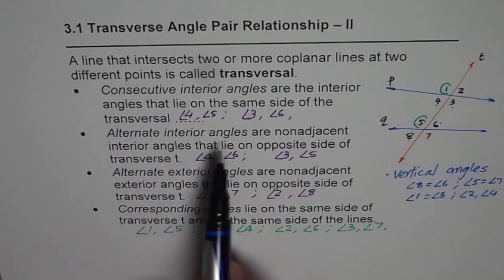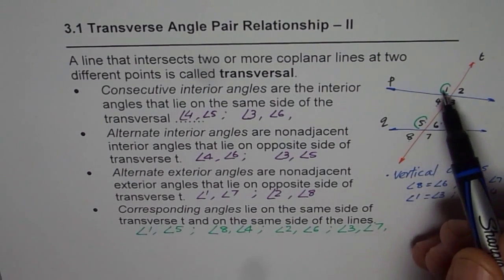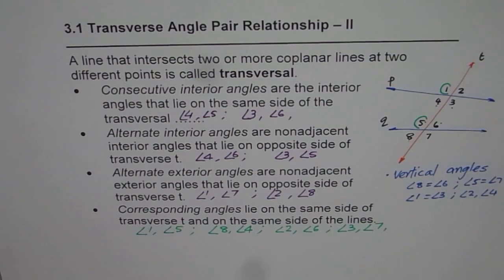Interior means inside these, exterior means outside, correct? So we have alternate interior angles, alternate exterior angles, and corresponding angles, which are the angles on the same side of the transversal and on the same side of the line, right? So as we see, 1 and 5, 4 and 8, 2 and 6, 3 and 7 are corresponding angles. I hope that helps. Thank you and all the best.